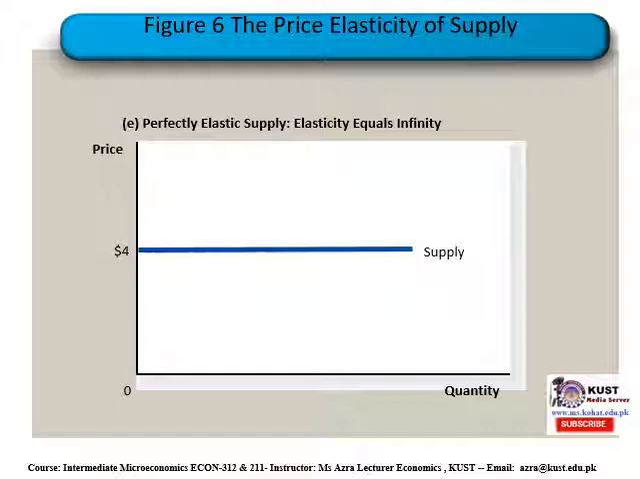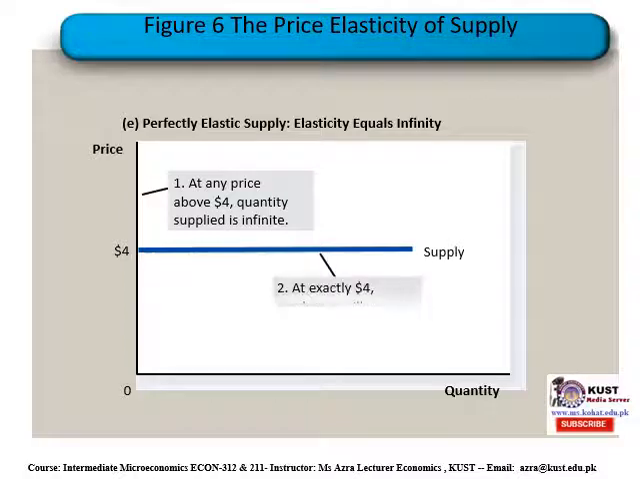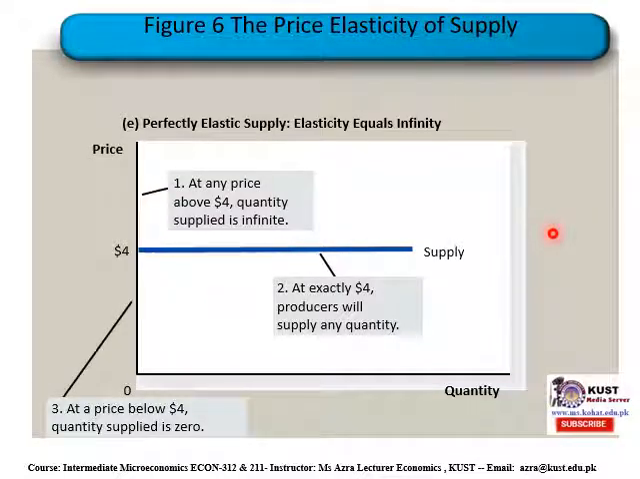What is a perfectly elastic supply curve? Where elasticity equals infinity. In the case of a perfectly elastic supply curve, there will be no change in price level. Price will always be constant. You can increase or decrease the supply of that good. It is called a perfectly elastic supply curve. Here you can see that at a price below 4, quantity supplied is 0.